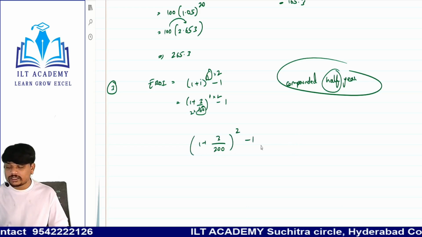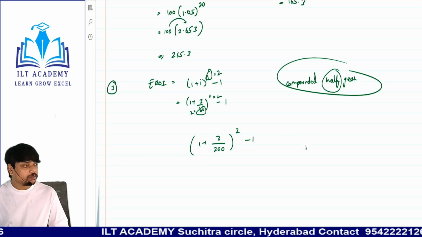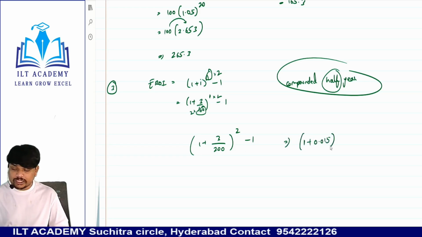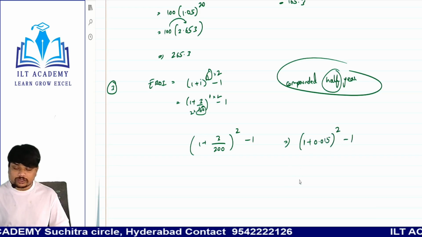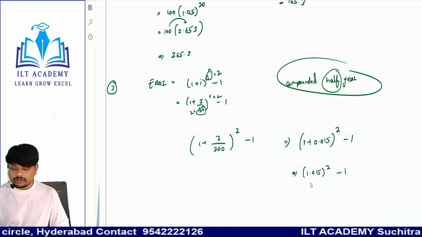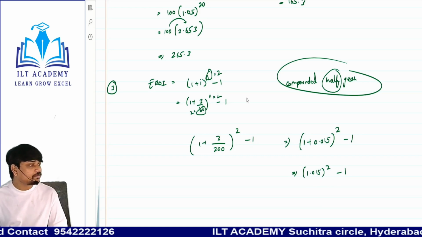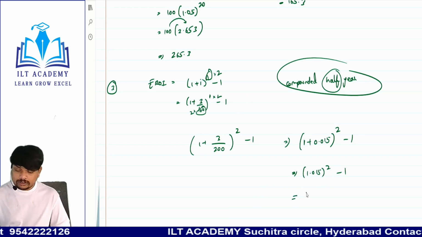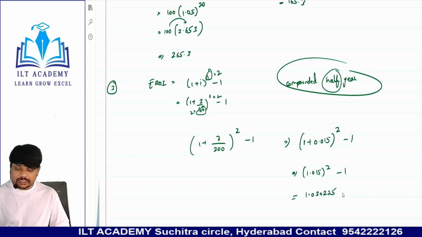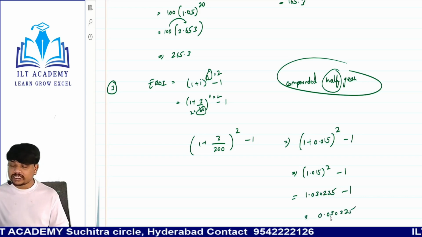Now just do 3 by 200, which is 0.015. So (1 plus 0.015) whole power 2 minus 1, this you need to do. This is nothing but 1.015 whole square minus 1. Now if you multiply 1.015 into 1.015, you get 1.0225 minus 1, which is 0.030225. This is the effective rate of interest.